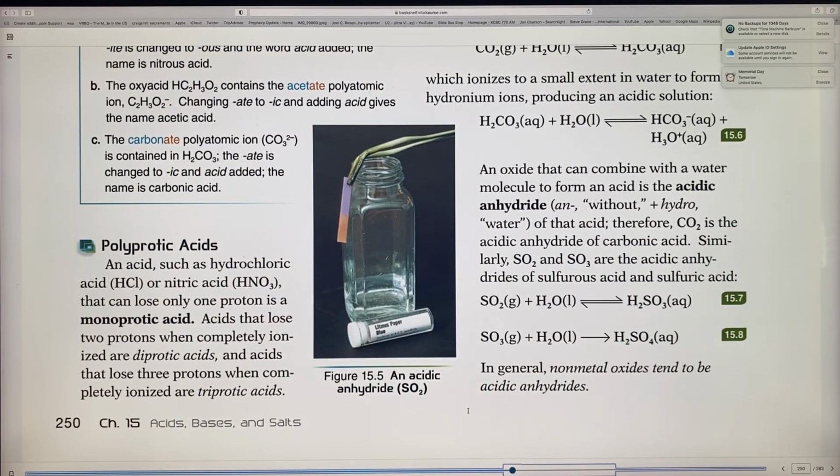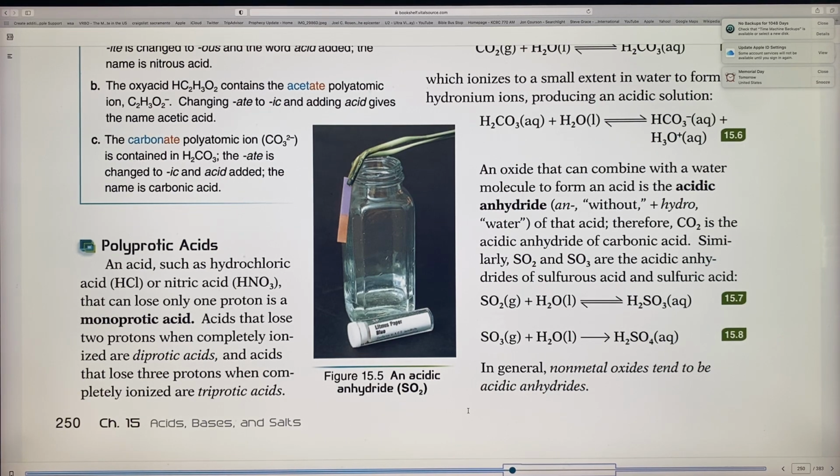So now we're going to this section here, which is a little different. It's going to be talking about polyprotic acids. So what does this mean? We have hydrochloric acid and nitric acid right here, and they only lose 1 proton. If they lose only one proton, they call them monoprotic acids.